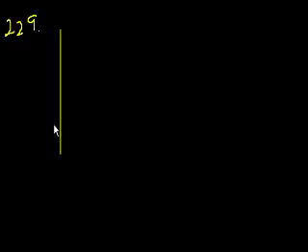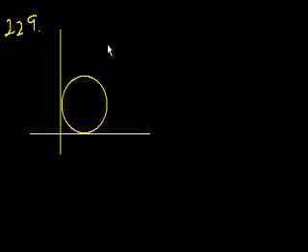Problem 229. The circle, okay, let me see if I can draw this. So I have one line, I have another line, and then I have a circle that starts right there. So it looks something like that. It's tangent. It has center C right there.